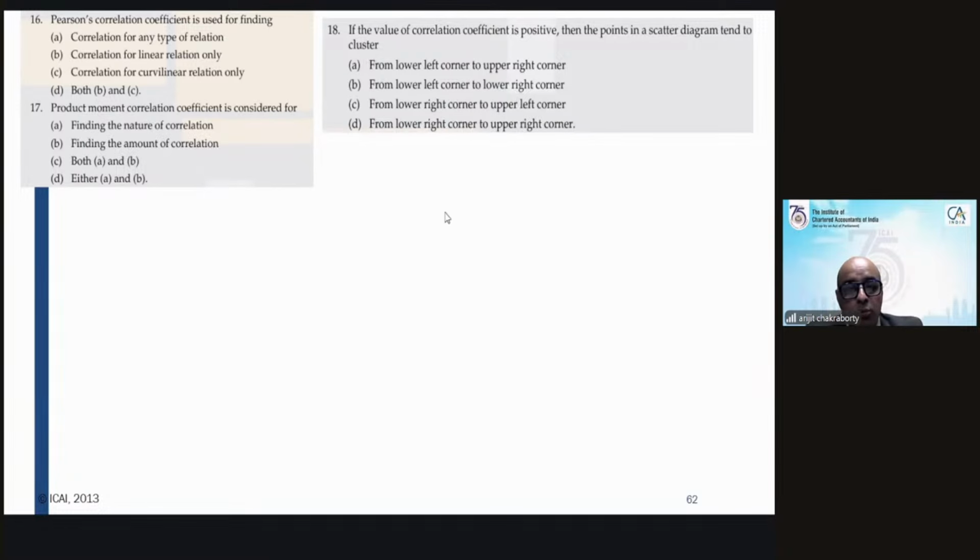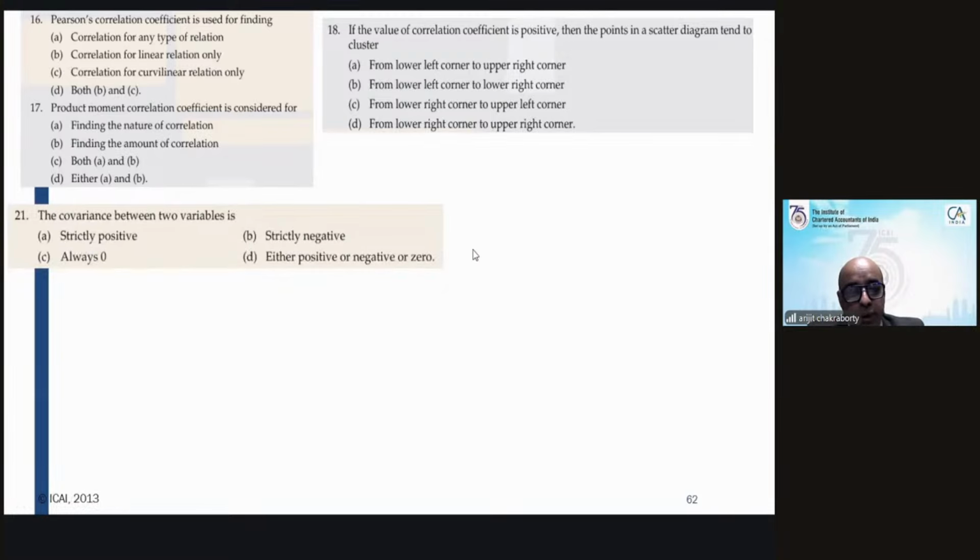Okay. Next, we move to number 21. देखते हैं 21. The covariance between two variables. दोनों variable के बीच covariance क्या हो सकता है? Is it strictly positive? No. Because covariance, if you see, sigma x minus x bar into y minus y bar. So can it be always zero? No, this is also not correct. It can be either positive or negative or zero. Yes. So question number 21, I think it will be option number D.